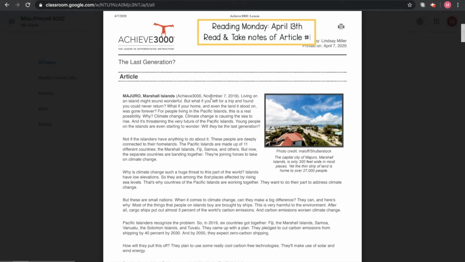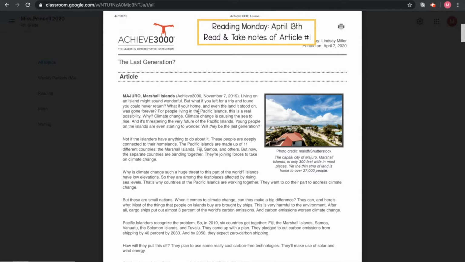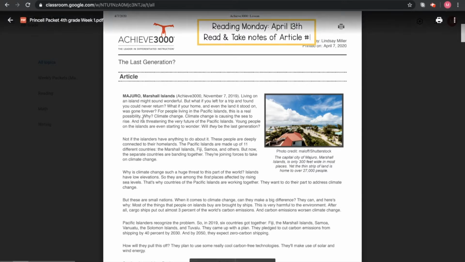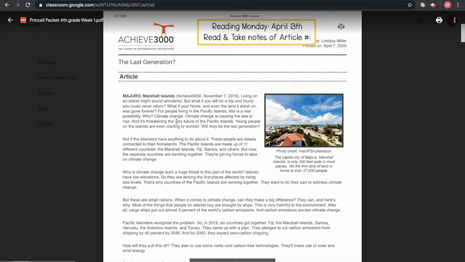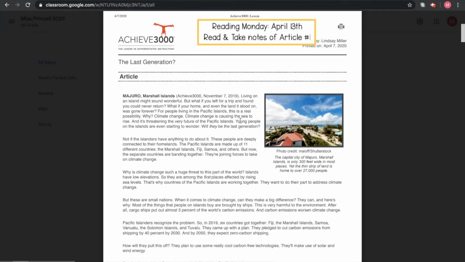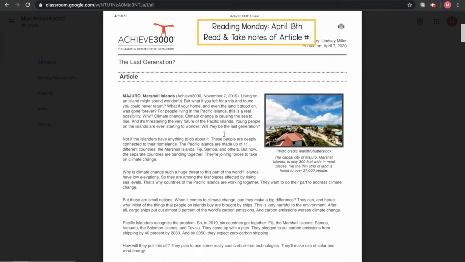Marshall Islands, November 7th, 2019. Living on an island might sound wonderful, but what if you left for a trip and found you could never return? What if your home and even the land it stood on was gone forever? For people living in the Pacific Islands, this is a real possibility. Why? Climate change. Climate change is causing the sea to rise, and it's threatening the very future of the Pacific Islands. Young people on the islands are even starting to wonder, will they be the last generation? Not if the islanders have anything to do about it.